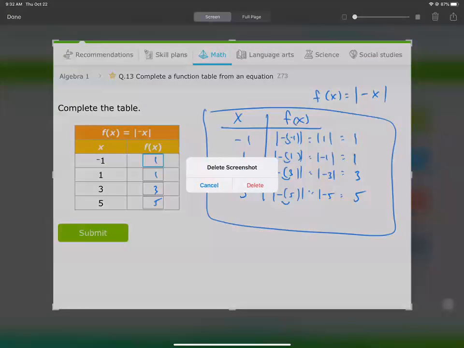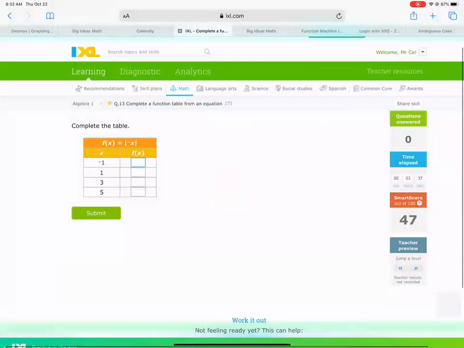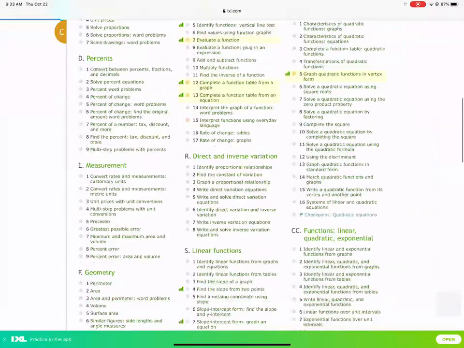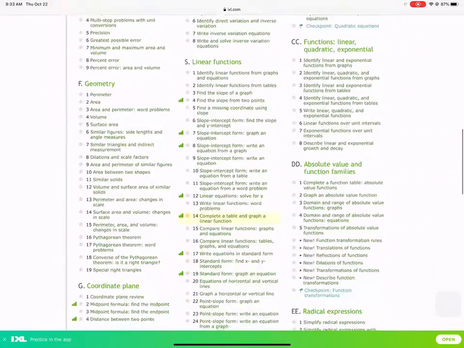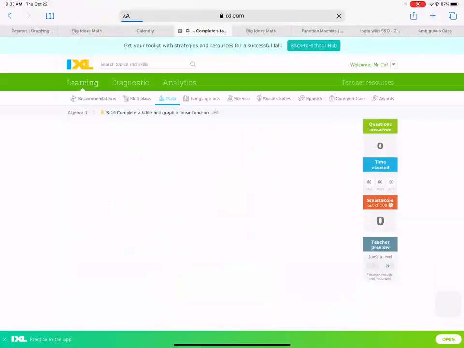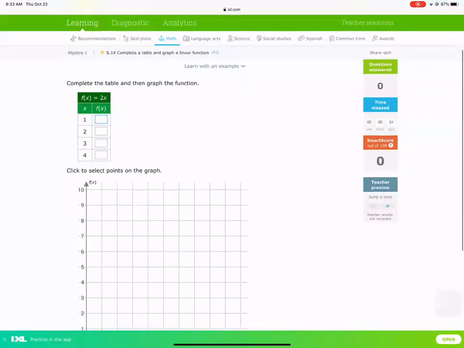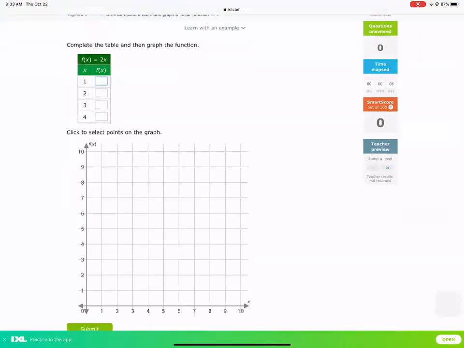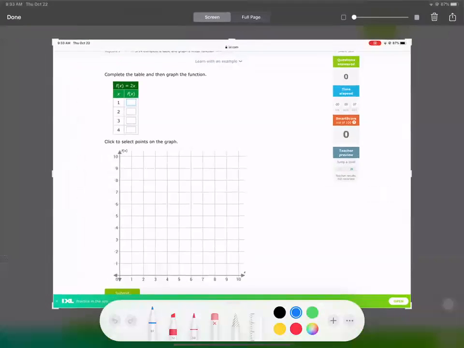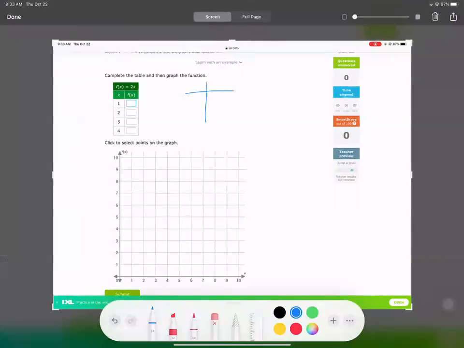Now, we're going to get to our last bit here. Our last IXL is way down here. It is complete a table and graph the linear equation. So we're going to do two things in this one. One, finish our table, and then graph the points. So we have our table, x and y, where f of x is equal to 2x.